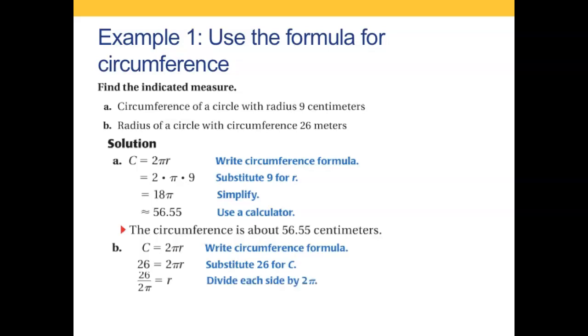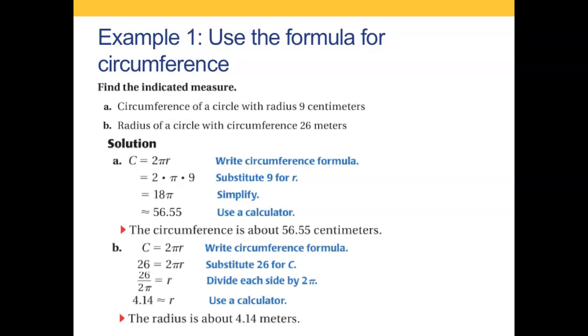2 pi. Now if you put that in the calculator, please do make sure that you have both 2 and pi in the denominator. I would suggest putting 2 pi in parentheses before you actually hit enter on the calculator. This should come out to be about 4.14, so the radius is about 4.14 meters.